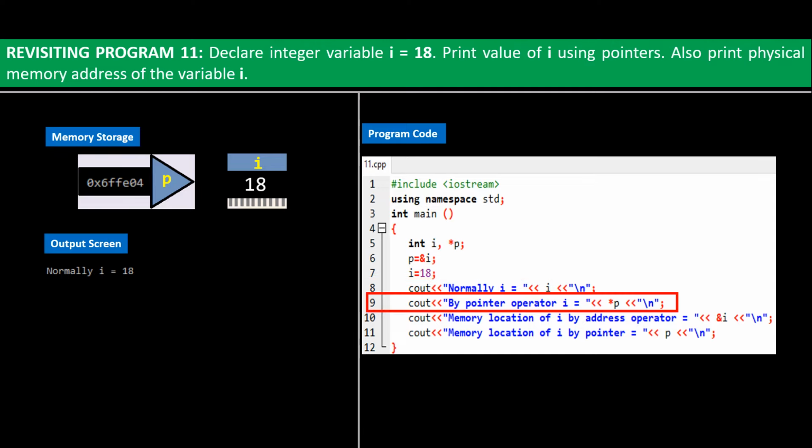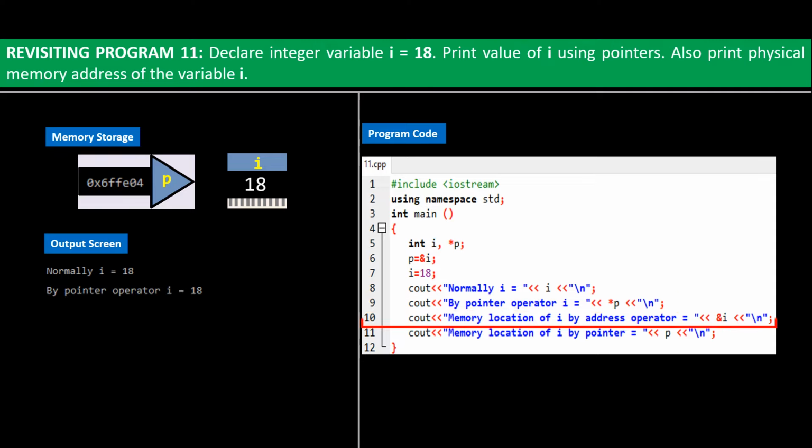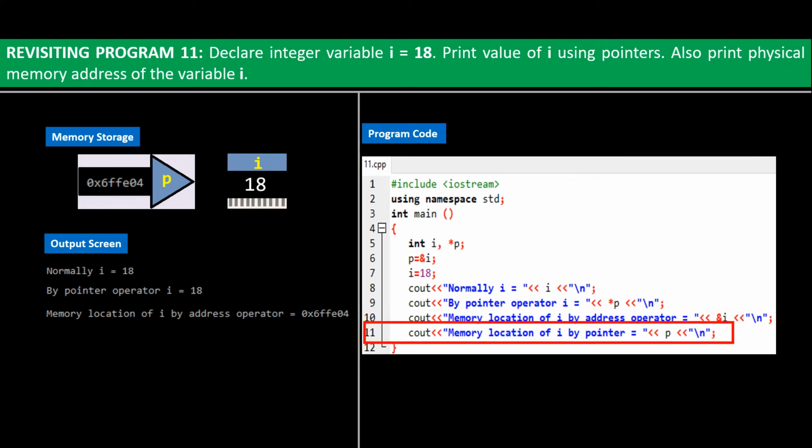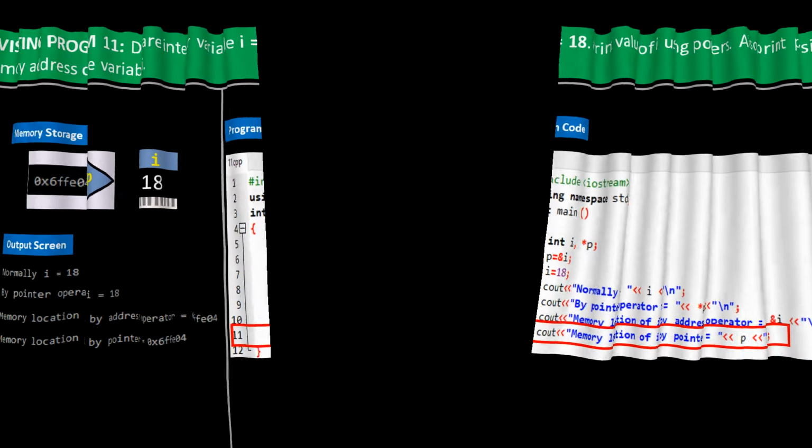On line 9 it says, print the value within memory location that the pointer p is pointing to. P is pointing to variable I. So here, the value of I is printed. On line 10, we are printing the physical address of integer variable I, using the address operator, ampersand of I. On line 11, we are printing the physical address of integer variable I, by invoking it from the address that is stored in pointer p. So this is how the basic concept of pointers work. We will go deeper into it in this video session.